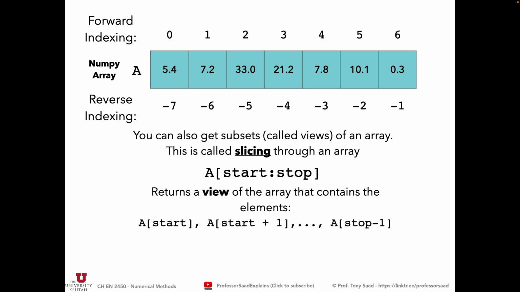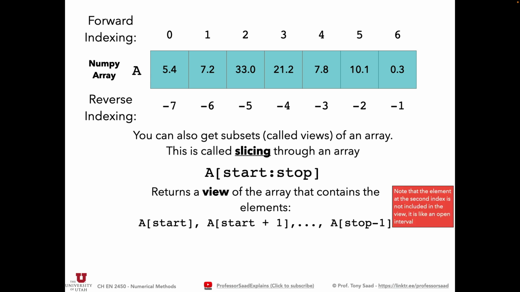So if you change the view, you're going to change the original array. But a window, okay, you're opening a little window into that array that contains the elements a start plus 1, all the way to stop minus 1. So it's like an open interval. So if I go a from 1 to 4, it will give me 7.2, 33, and 21.2. Okay? We're going to do examples together.